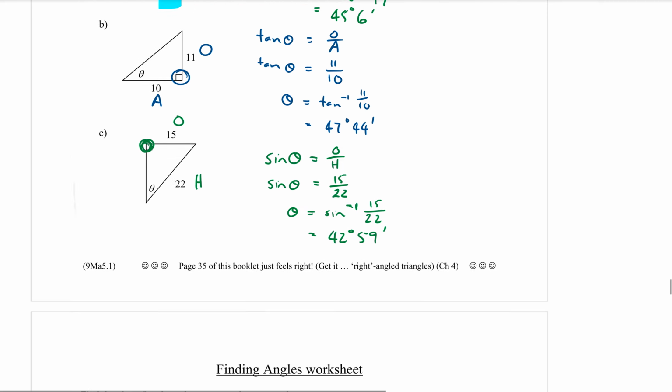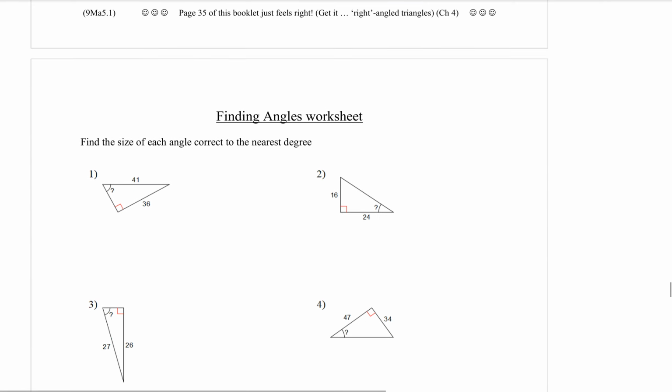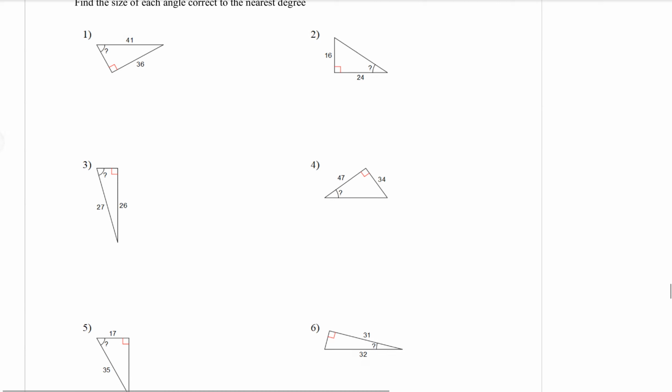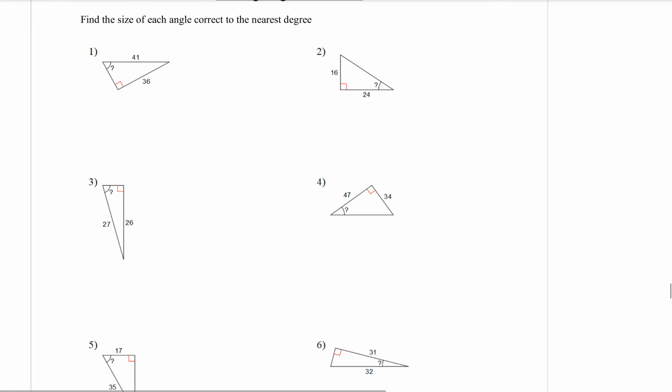Okay, so that's our examples done. Here is your practice on the next page. In each of these questions, they've got a question mark in where the angle is, so that is going to be your theta. And the good news is that these questions only ask you to round to the nearest degree, so there's no need to worry about the degrees and minutes and seconds. You just round to the nearest whole number.